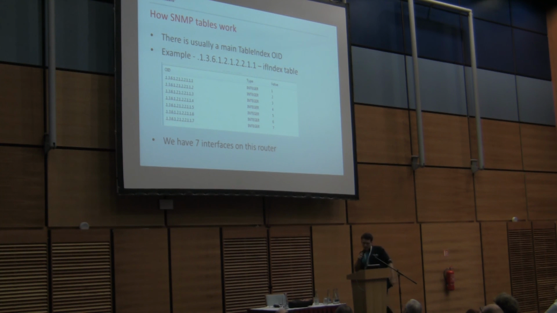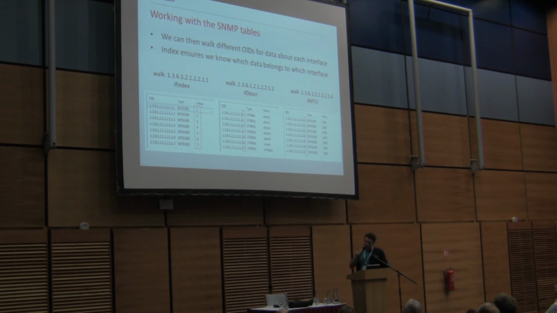So how do SNMP tables actually work? There is usually a main table index OID. For example, this OID is the interface table index. Here, if we walk the index, it will give us 1 through 7, which means we have 7 interfaces on this router. We can then walk different OIDs to get different data about each interface. So the index simply ensures that we know which data belongs to which interface.